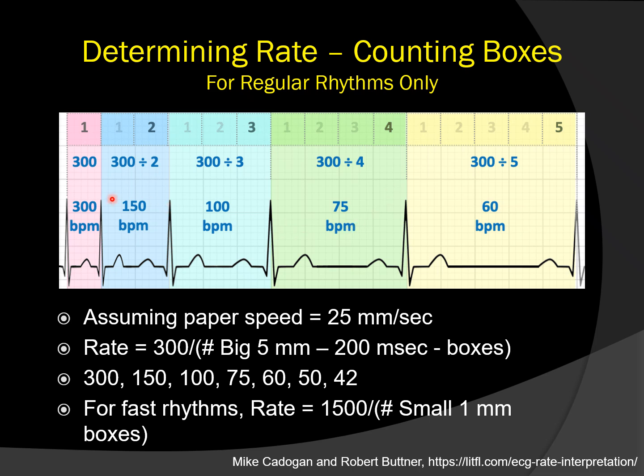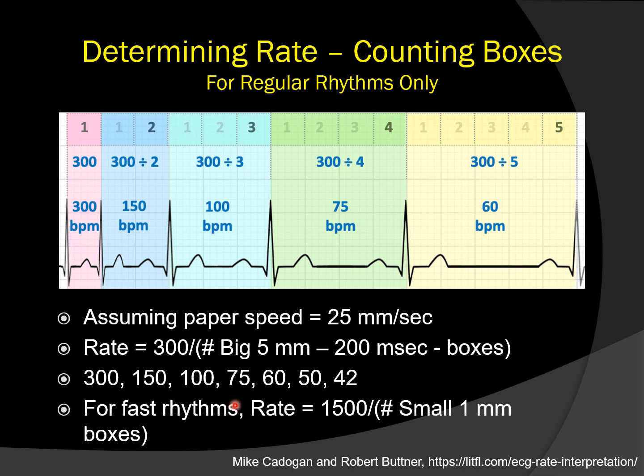So what we're doing is we're starting with the fast rate, which would be 300 if it was 1 complex every large box. And we're just seeing how many times slower it is, 2, 3, 4, or 5 times. And we get a really nice mnemonic, which you can just memorize. It's 300, 150, 100, 75, 60, 50, and 42. I'll show you how to do that memorization.